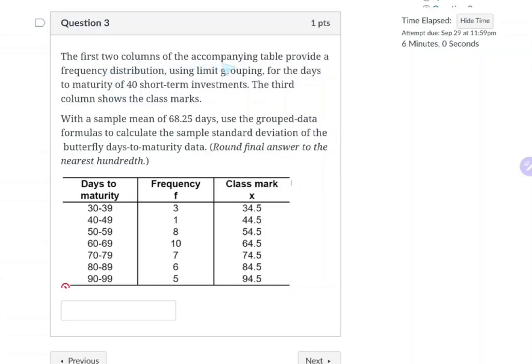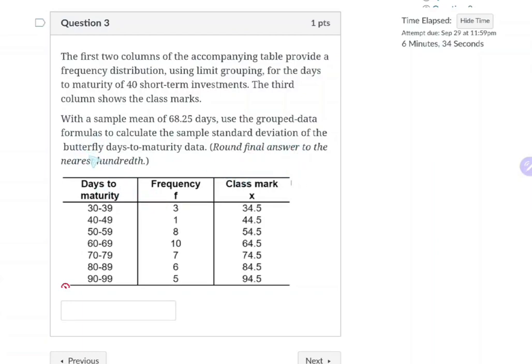It says the first two columns of the accompanying table provide a frequency distribution using limit grouping for the days to maturity of 40 short-term investments. The third column shows the class mark. With a sample mean of 68.25 days, use the group data formulas to calculate the sample standard deviation of the days to maturity data. Round the final answer to the nearest hundredth.